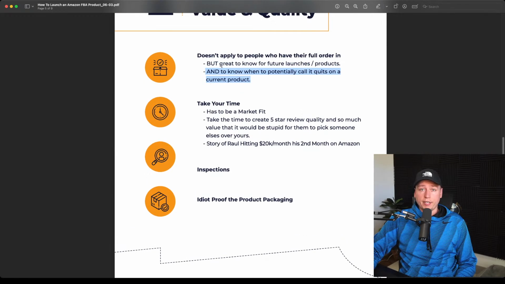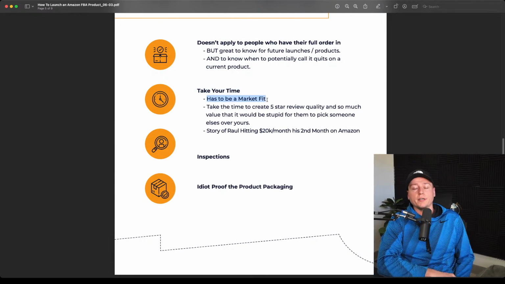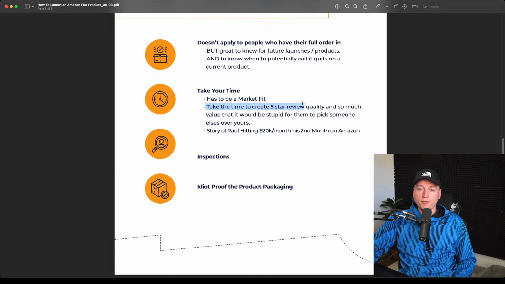The first thing you really need to know, this is really just a precursor, is to take your time. Okay, your product has to have the right market fit. Again, we're talking about pre-launch stuff here. You need to have the right market fit, or again, you're just going to throw money in the wind. It's too saturated of a market, it's an uphill battle that's unwinnable, or you just don't have enough money to win that battle. So take the time to create 5-star review quality and so much value that it would be stupid for them to pick someone else's over yours.